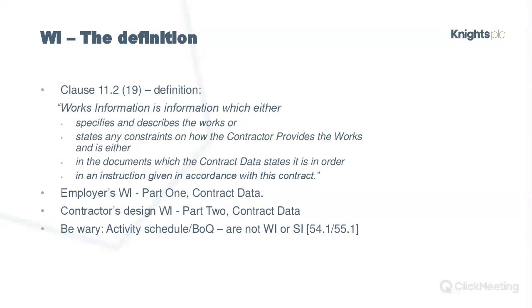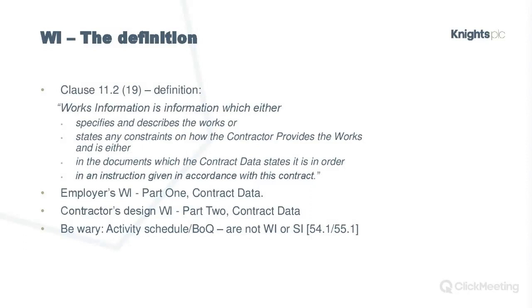As far as works information is concerned, again, this is defined in clause 11. So it's 11.2(19), the 19th definition. And what it says is the works information is information which either specifies and describes the work, so the scope of work, or states any constraints on how the contractor provides the works. So, what constraints, what limitations are there?